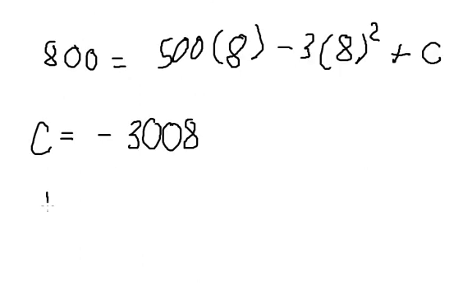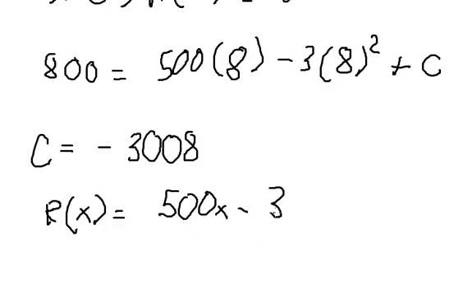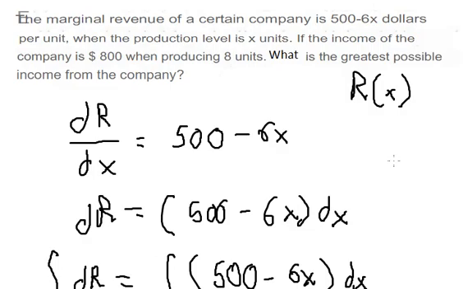After that, we have R(S) equals 500S minus 3S squared minus 3008. Now the question says, what is the richest possible income from the company?